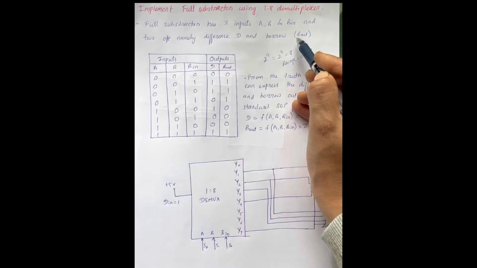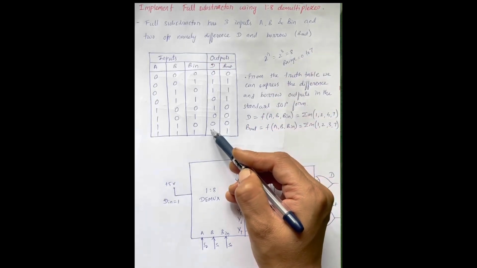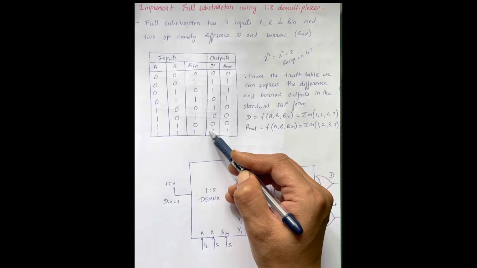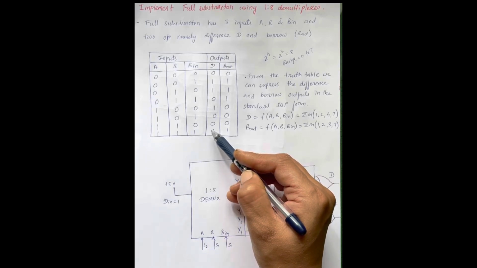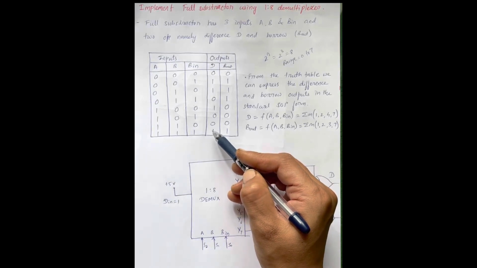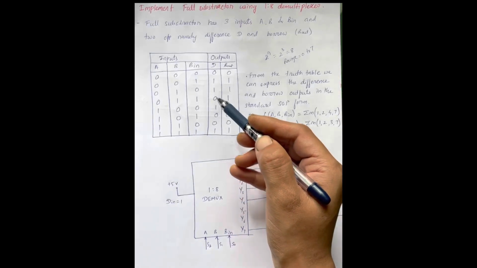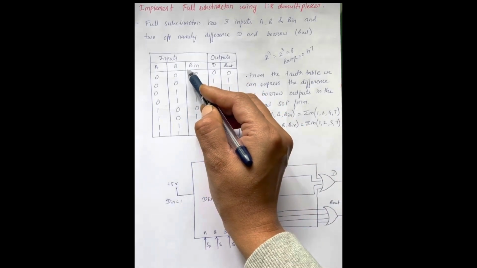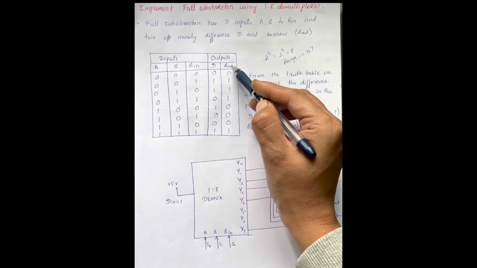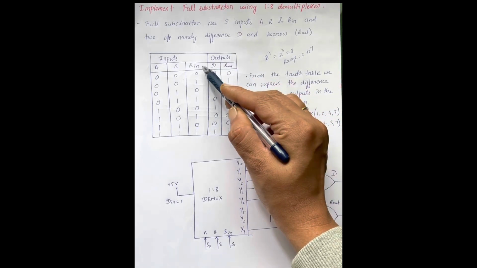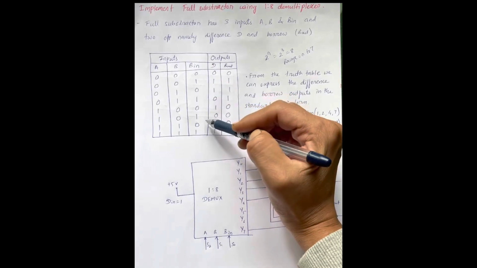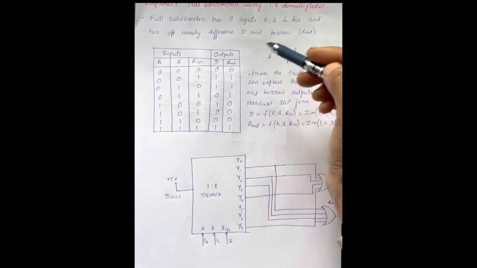So the first step is what? Just draw the truth table for the full subtractor. For drawing the truth table you should know the number of inputs and number of outputs. As I told you, there are three inputs, so I have written here three inputs and two outputs, that is difference and borrow. Now I have to write the combinations of inputs. So how many inputs are there? Three inputs. So how many combinations will there be? 2 to the power n combinations, right?